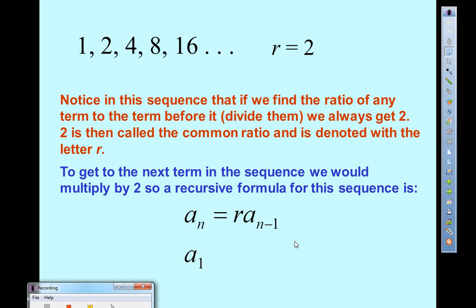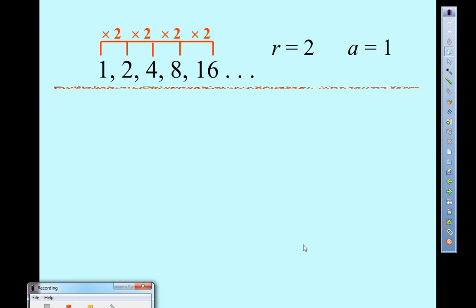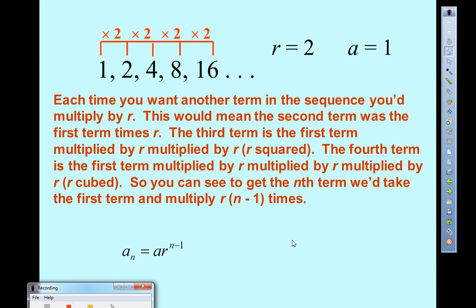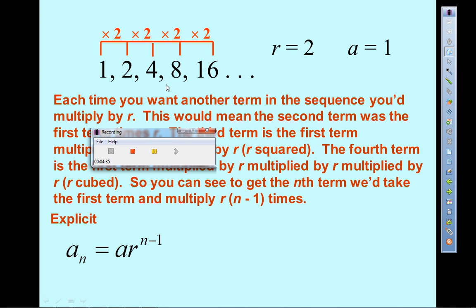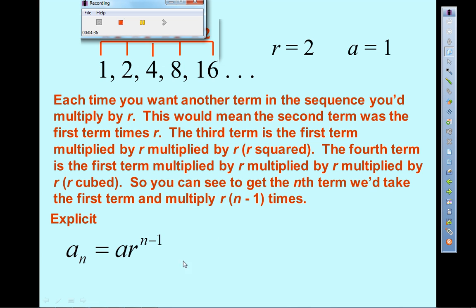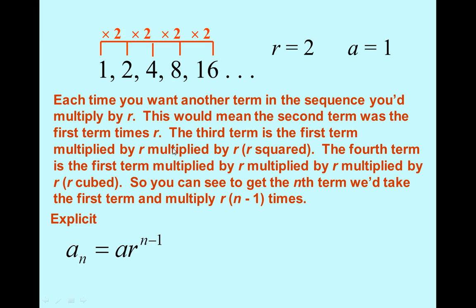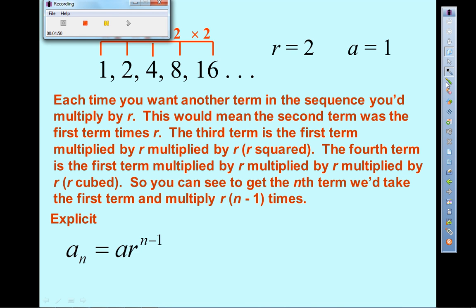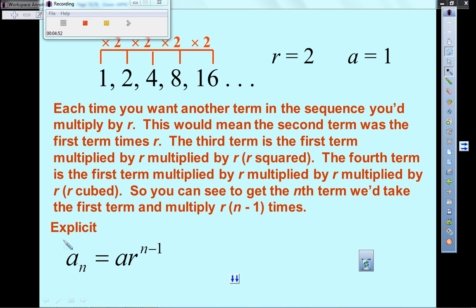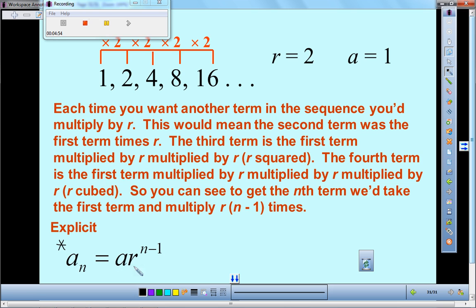Alright, now this is our explicit formula. You'll notice here that we have the power of n minus 1. This is the general form of the explicit formula: a sub n is equal to a times r to the n minus 1 power.